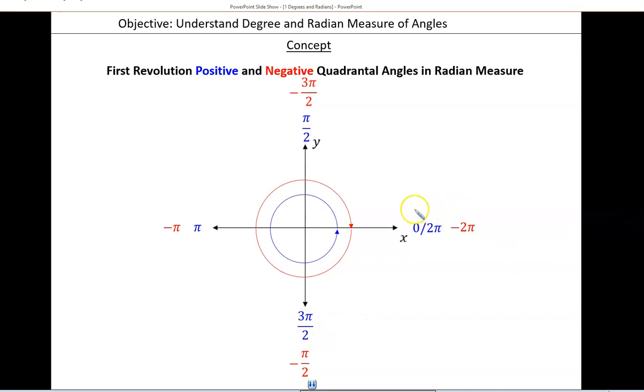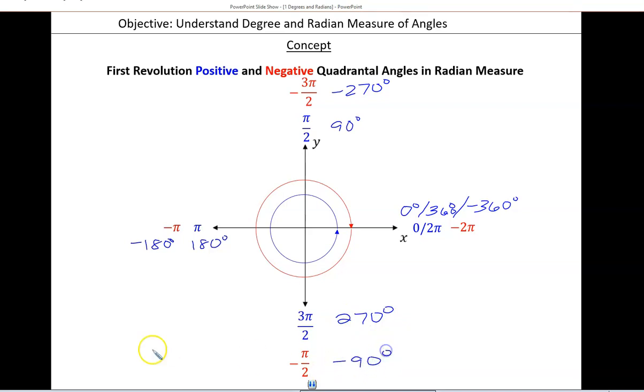So these are equivalent to your 0, your 360, and your negative 360 degrees. This is equivalent to your 90. This is equivalent to your negative 270. The pi is equivalent to your positive 180, and the negative pi is your negative 180. The 3 pi over 2 is your positive 270, and the negative pi over 2 is your negative 90. That's how they equate to one another.